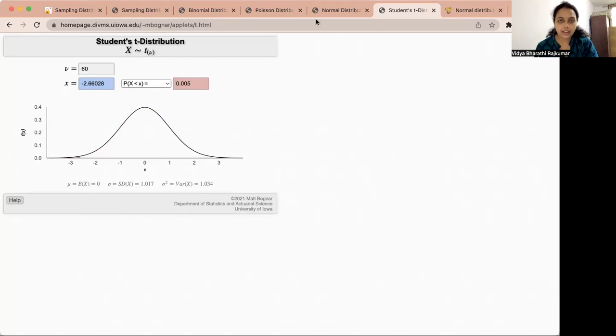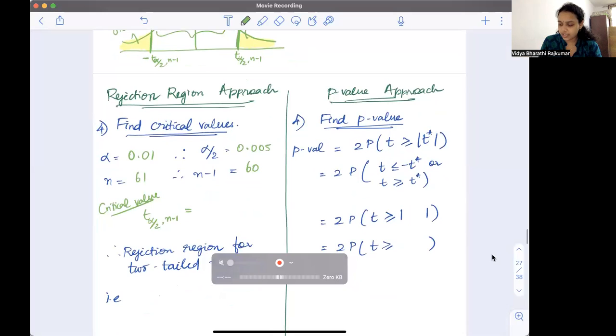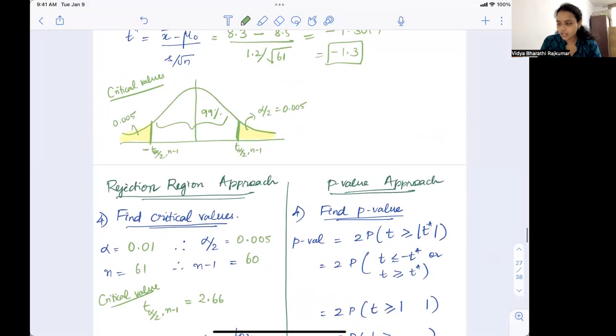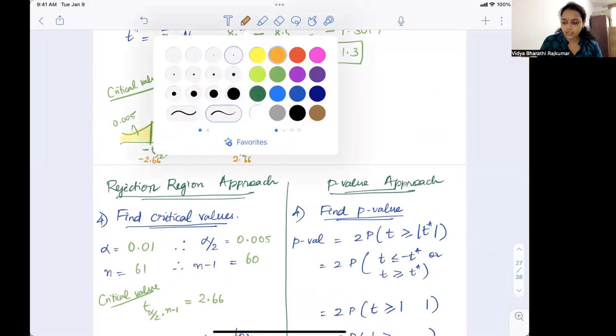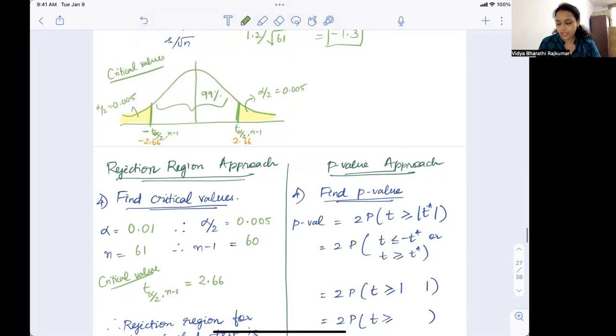So now let me go back and draw and show you what this is. We see that this threshold value is 2.66, and this point is minus 2.66. These values are such that the areas outside of these threshold values are equal to alpha by 2. So I identified the threshold values, that's the critical value.